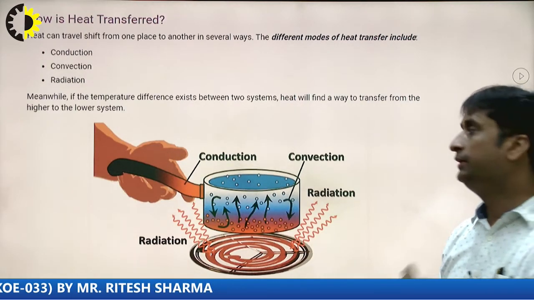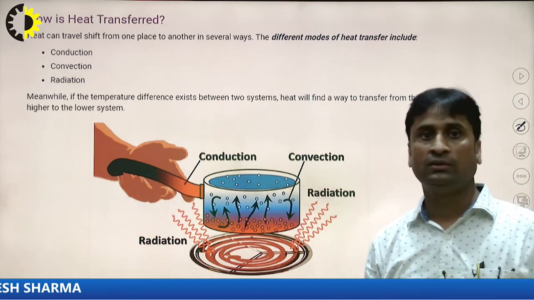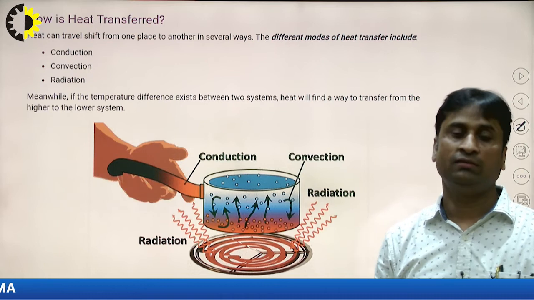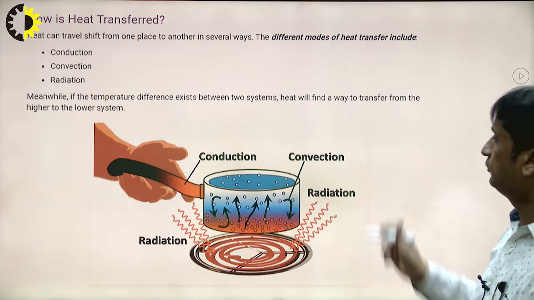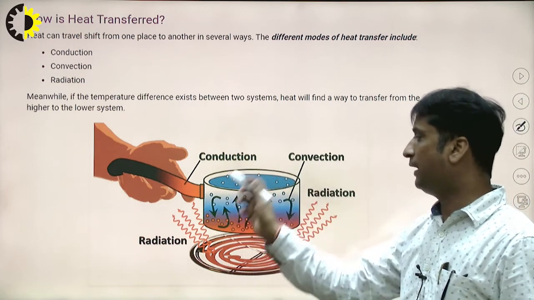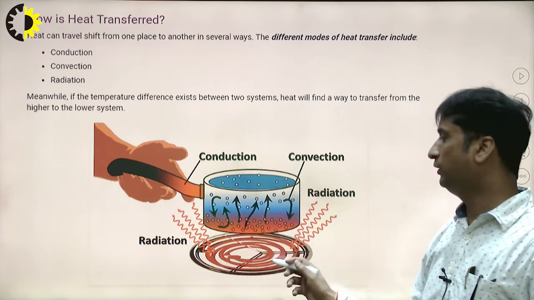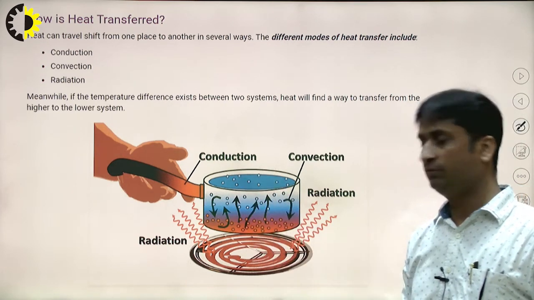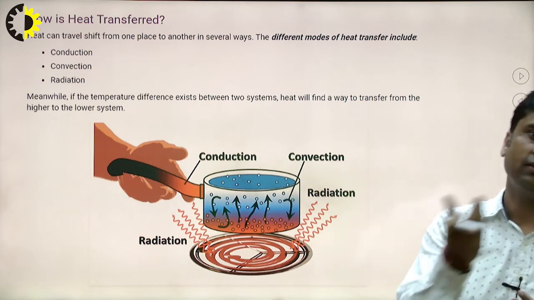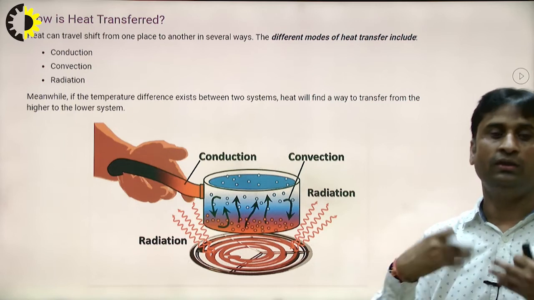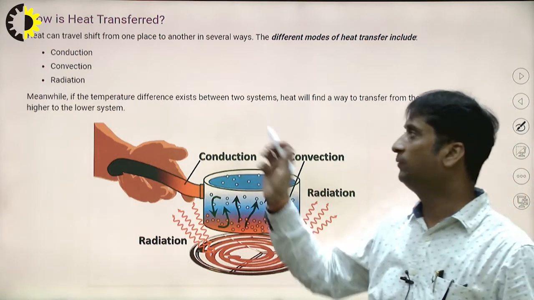So how is the heat transferred? The question arises that we have three modes of heat transfer: conduction, convection and radiation. In conduction, as you can see in the picture, the example is a pan on a heater. The pan receives heat, and the heat energy is transferred through the solid. When heat energy is transferred in a solid, it is a process of conduction.